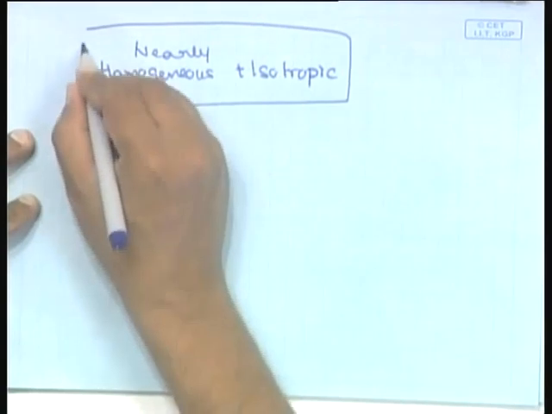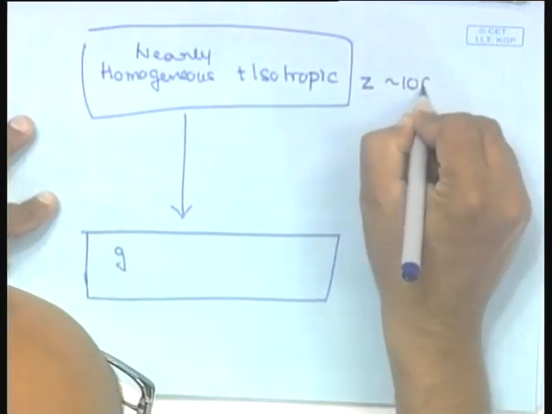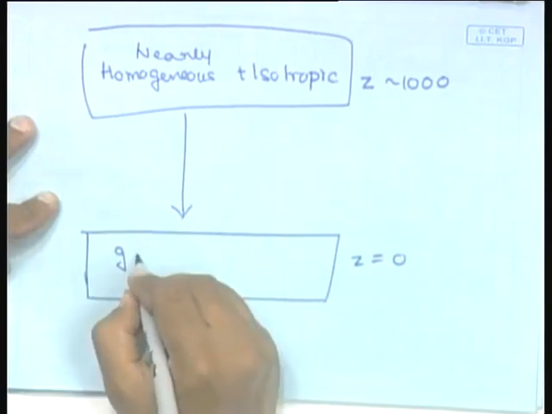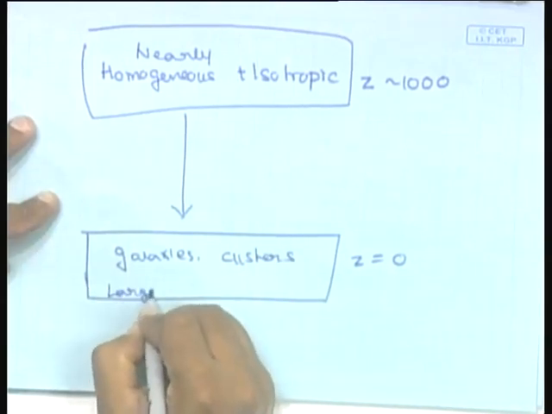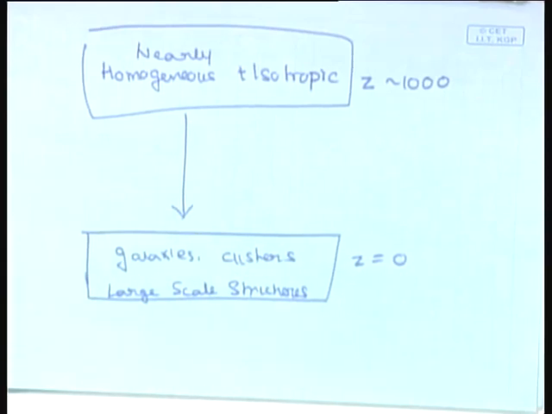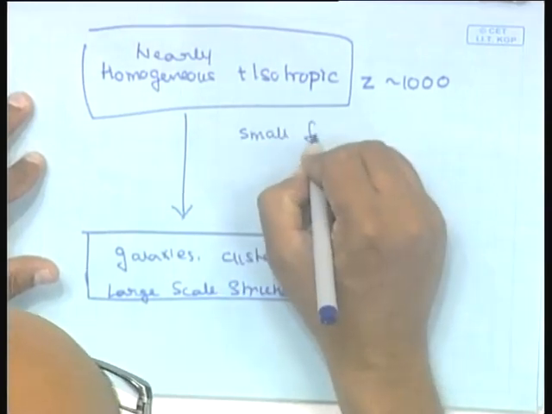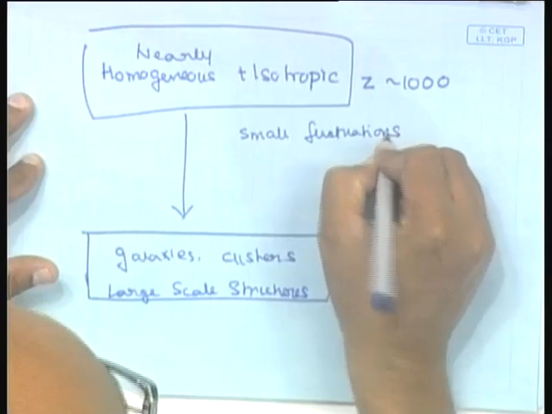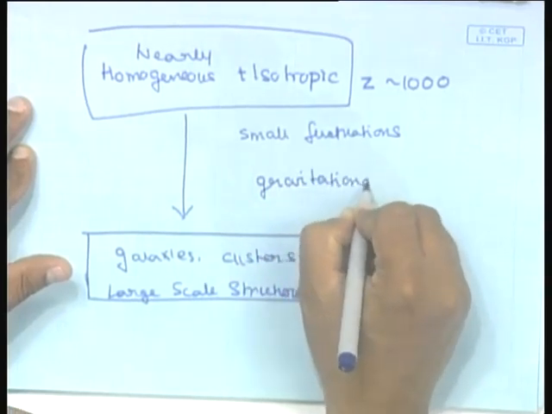So, you have this as the initial condition, at z of the order of 1000, and at z equal to 0, you want to produce galaxies, clusters of galaxies, the large scale structures that you see. These are called large scale structures in the universe, LSS. You want to produce this. The question is, how do you get this? Okay. So, what is believed is that there were some initially small fluctuations that grow by the process of gravitational instability.